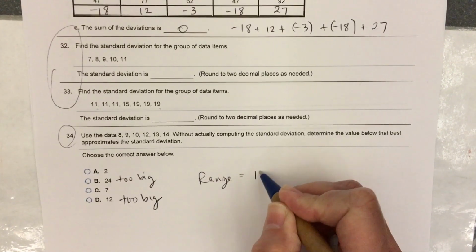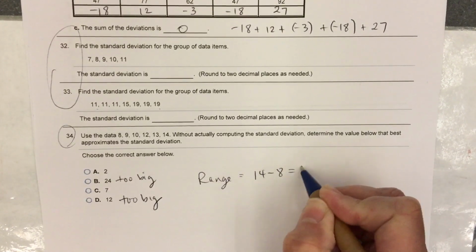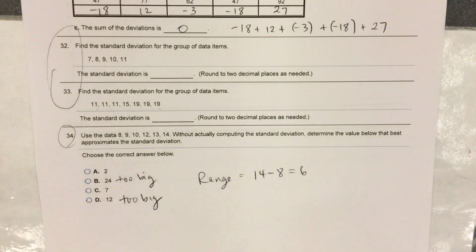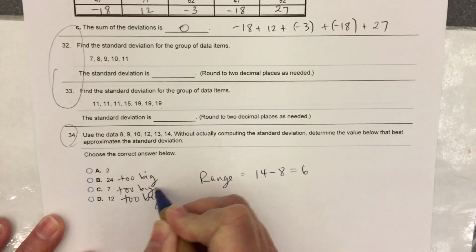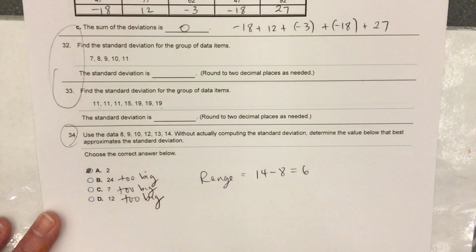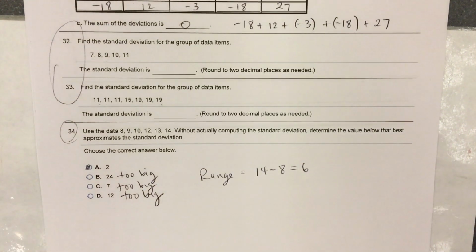That's the high score minus the low score. That's 6. The standard deviation is going to be at least, I want to say, less than the range in most cases. That's too big. Well, the answer is 2. That's the one that's the best fit.